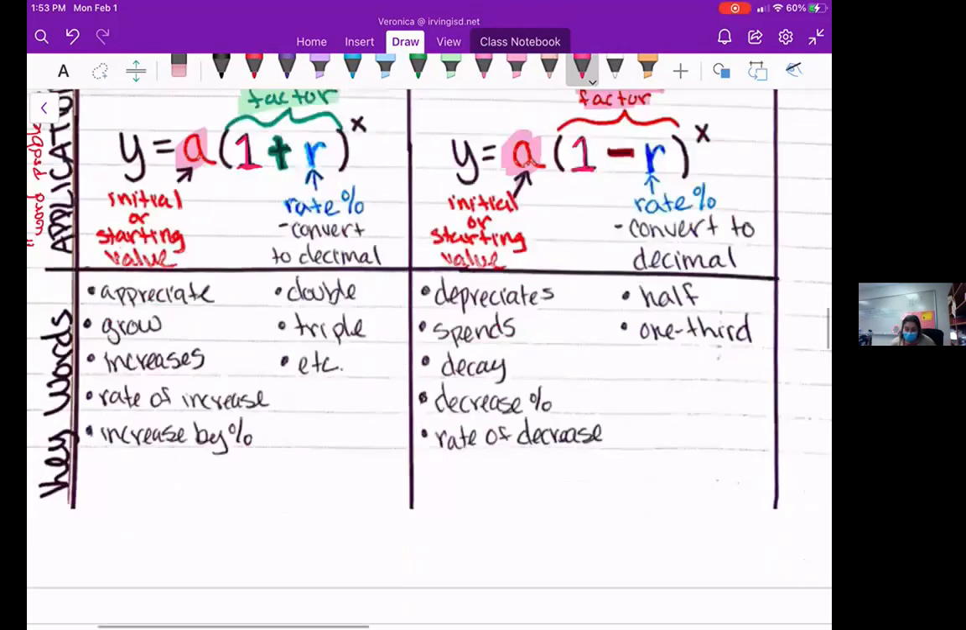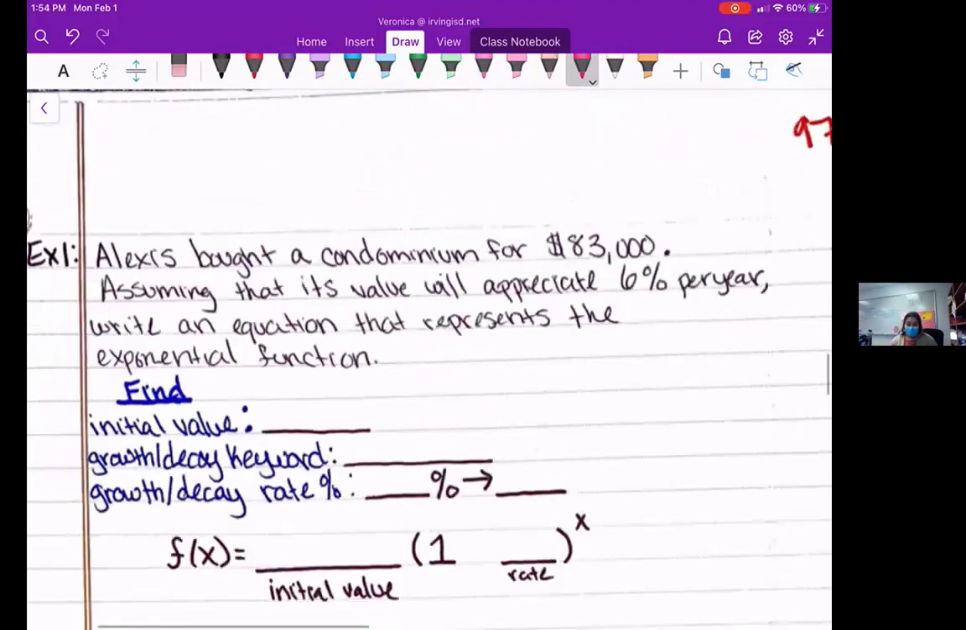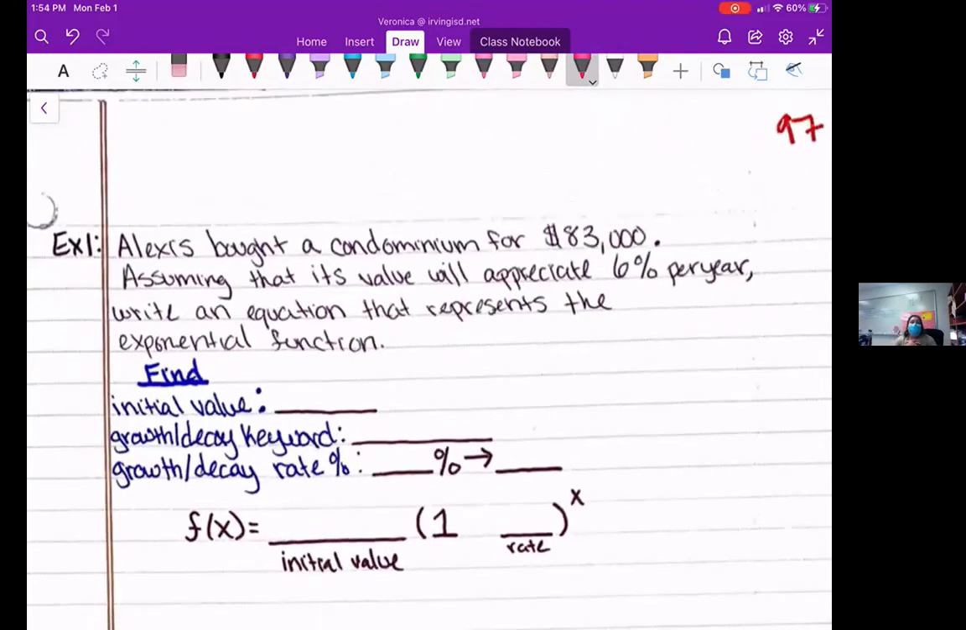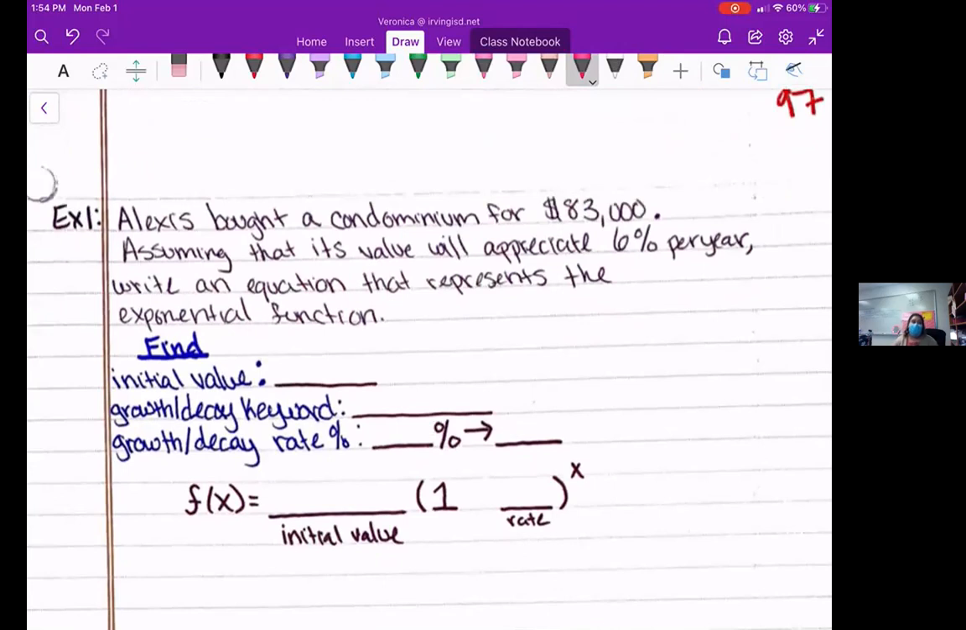Okay, so example 1. Alexis bought a condominium for $83,000, assuming that its value will appreciate 6% per year. Write an equation that represents the exponential function. So notice in your notes, I literally write find, and then I'm giving you an outline. These are the things that you need to be finding. You're not going to have this outline on an exam, so you need to know that these are the things you need to look for. The things we need to look for are the things that consist in the equation.